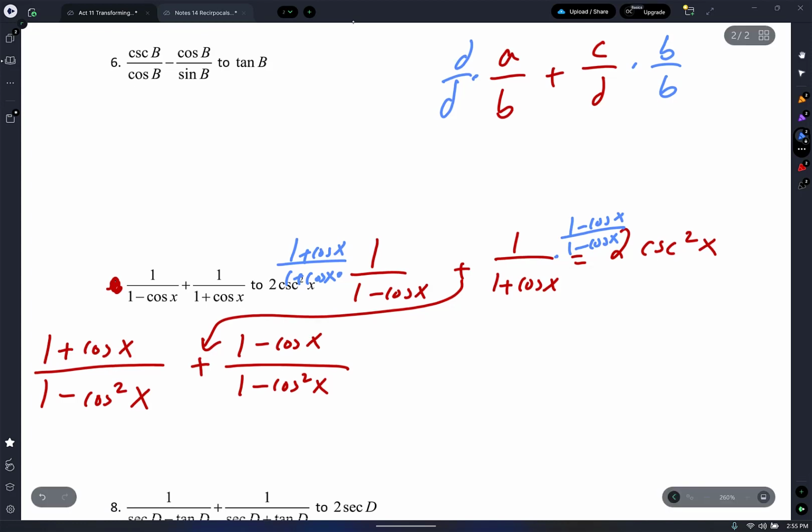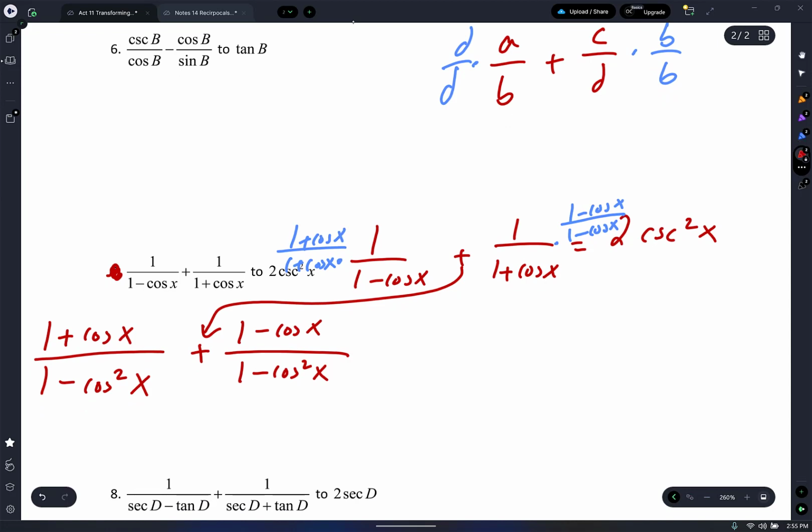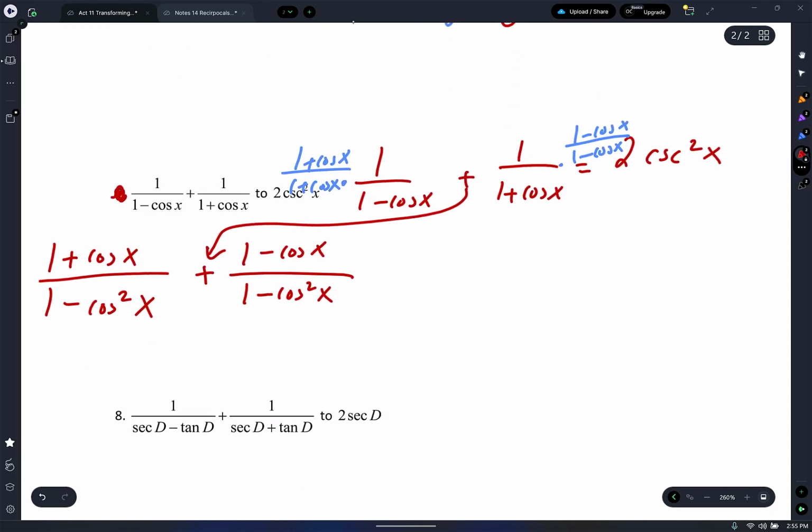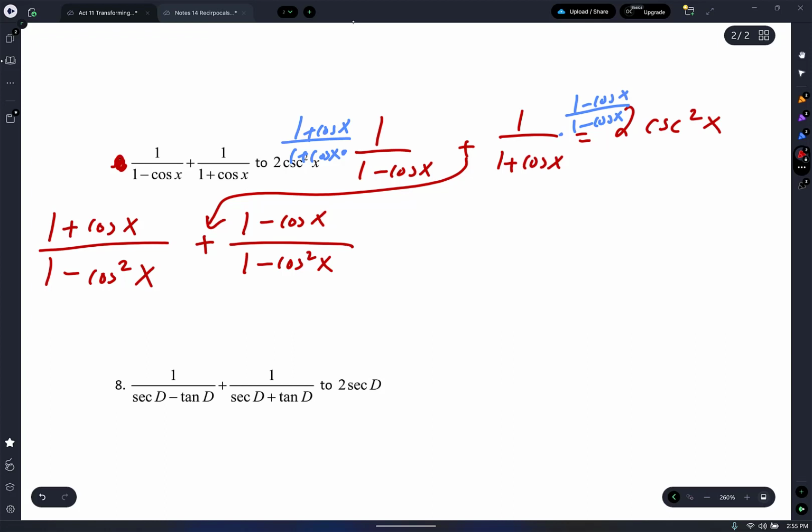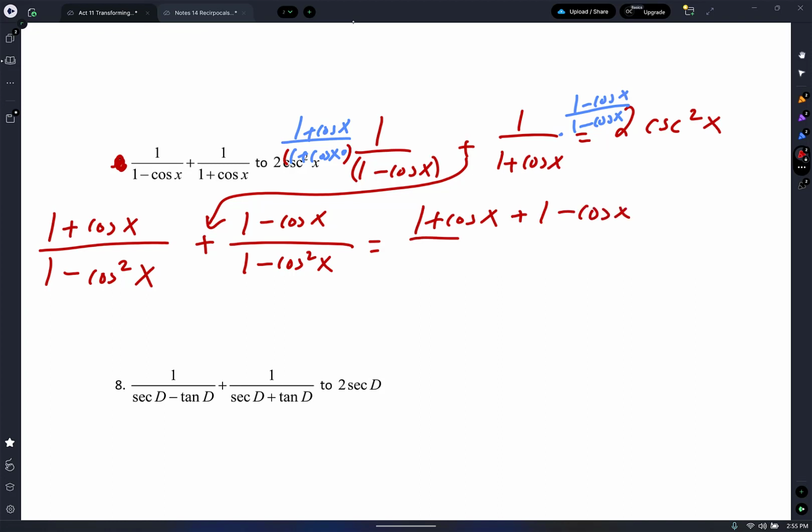All right. Cool or not cool? Yeah, that's like the difference of squares, right? So, okay. So here we go. I now have 1 plus cosine x. That's a plus in the middle, so I can just write 1 plus 1 minus cosine x all over 1 minus cosine squared x. So write that down.